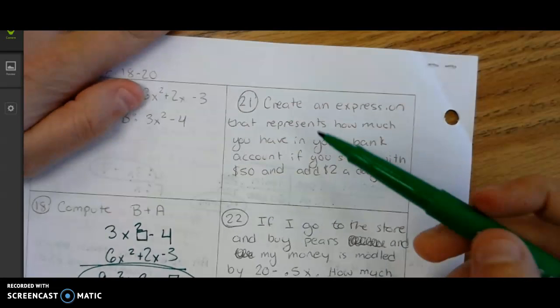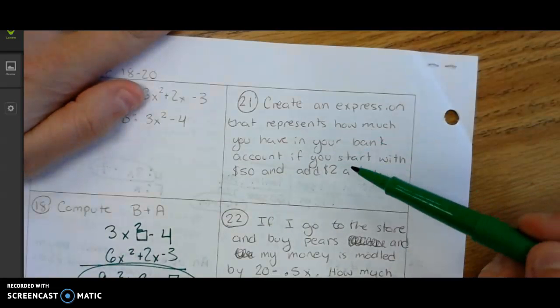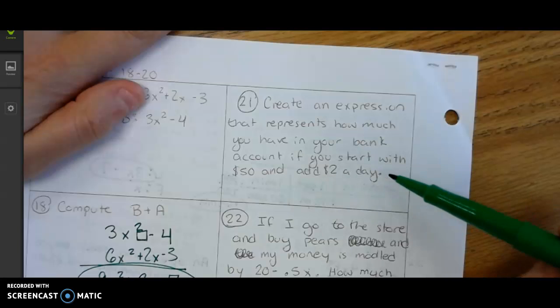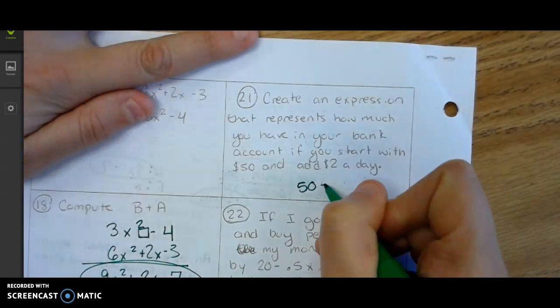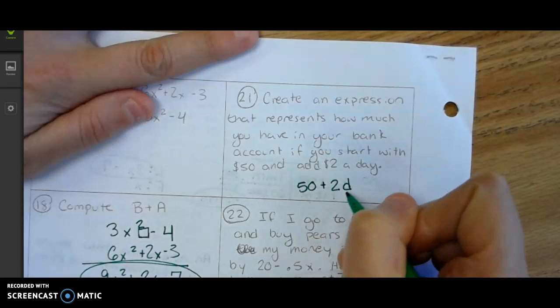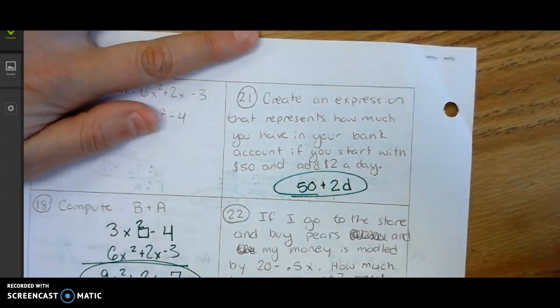Number 21 says create an expression that represents how much you have in your bank account if you start with $50 and add $2 a day. So I start with 50 and I get $2 every day. So that's the whole thing.